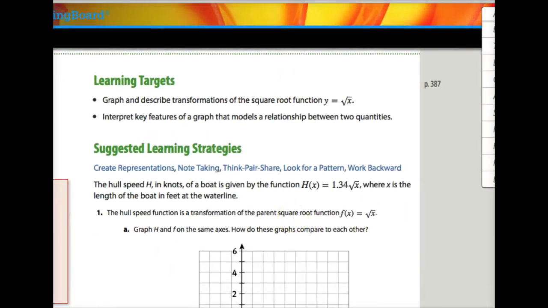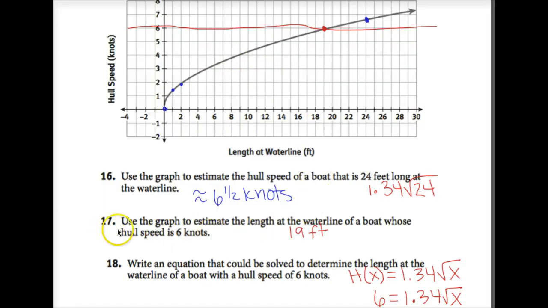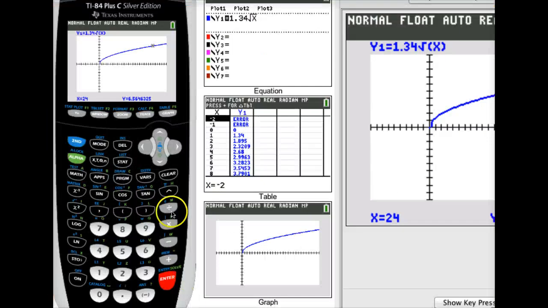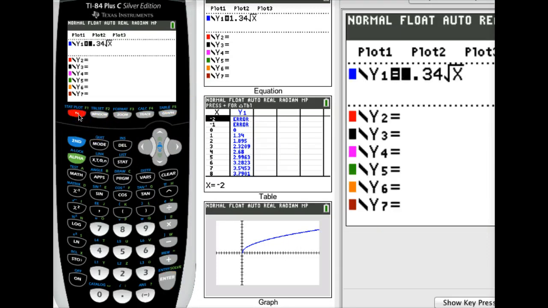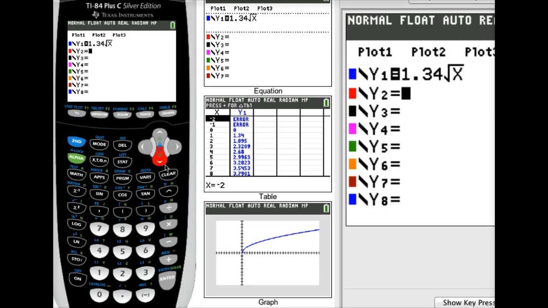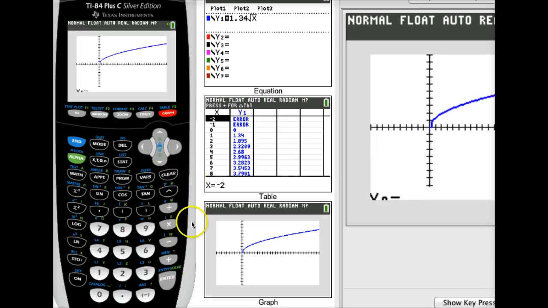All right, there it is. So then 17, use the graph to estimate the length at the waterline of a boat whose hull speed is 6 knots. So this is giving you a y value. So remember when we solve these ones, you actually have to go back to your y equals, and you have to type in the other y value that they gave you. So in this case, 6. Type it in, it graphs it, and then we have to find the intersection point.